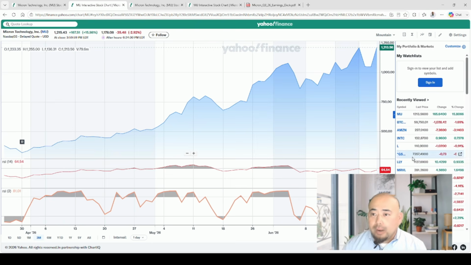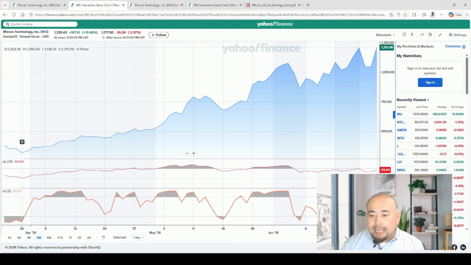So my reading right now for Micron, they closed at $1,213. Their 14-day RSI is at 64, which means that it's got some momentum still, but it's not quite yet overbought. And then the 2-day, they're at 81. So in the past 2 days, it's been overbought.